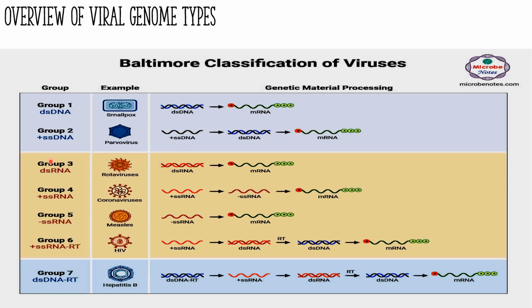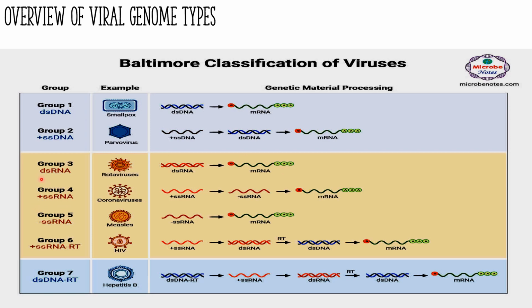Group 3 viruses have double-stranded RNA as their genetic material. An example for this is the rotavirus. Their strands separate, and one of them is used as a template for the generation of mRNA using the RNA-dependent RNA polymerase encoded by the virus.